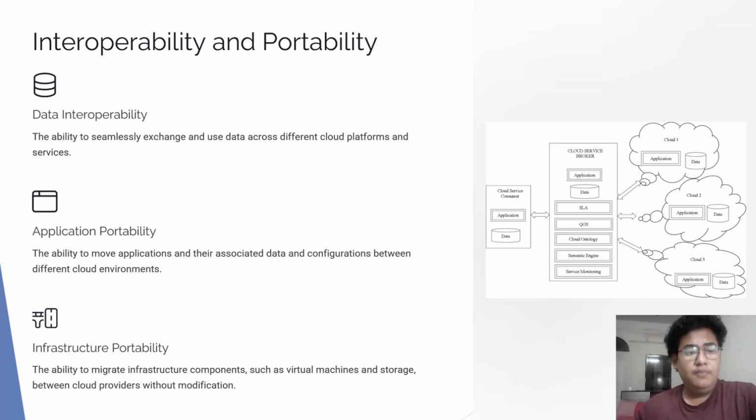Interoperability and portability of a cloud. Interoperability and portability are important when working with multiple cloud providers. Data interoperability. This is the ability to exchange and use data across different cloud services, which is essential for multi-cloud environments. Application portability. Portability is the ability to move applications from one cloud to another without major modifications, helping avoid vendor lock-in.